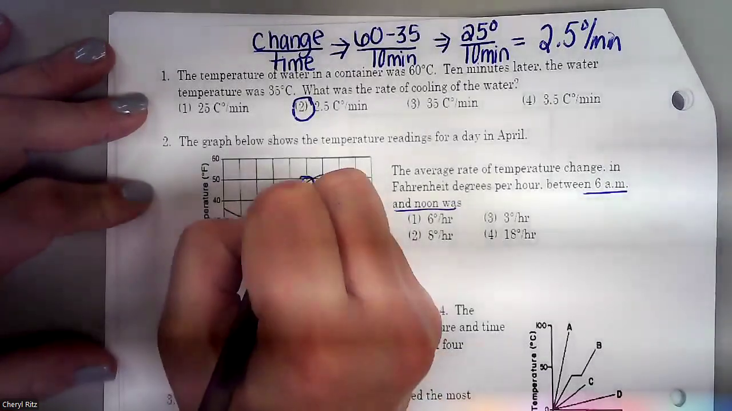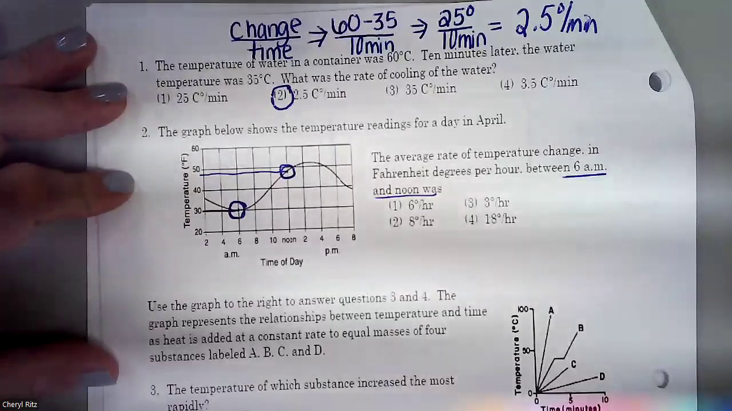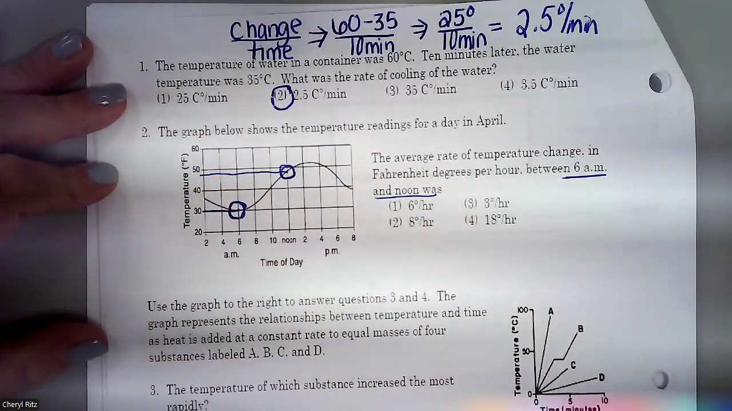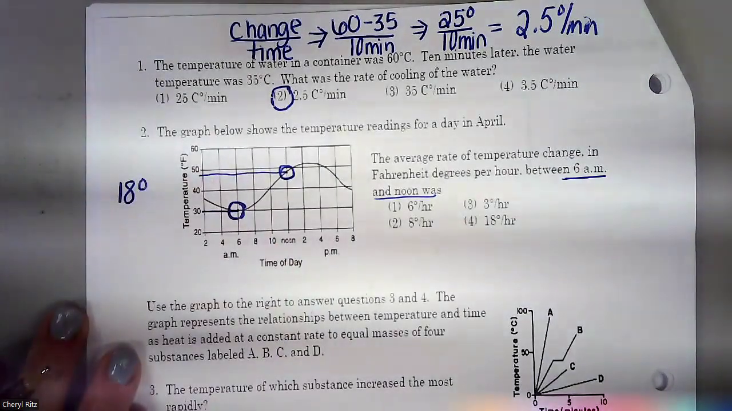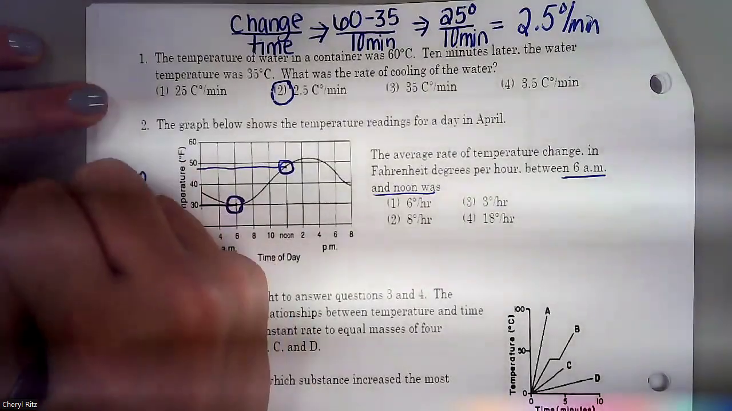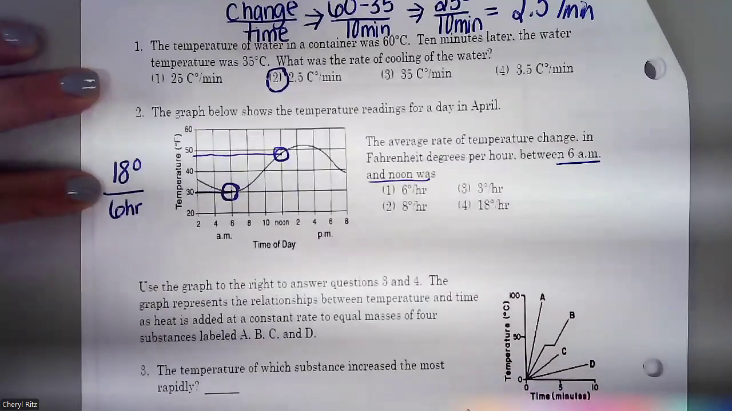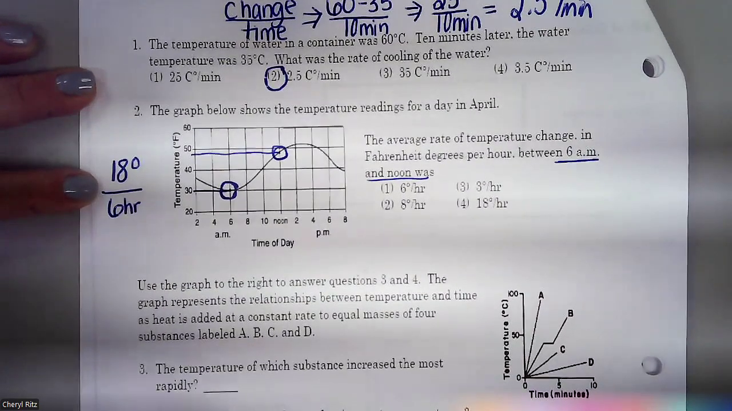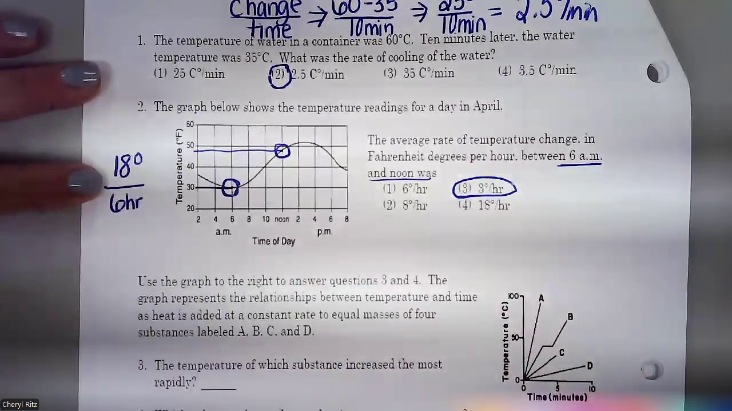At 6 a.m. the temperature was 30. Noon, looks like it was a little below 58. So we'll go with 48. How much did it change? 18 degrees. 18 degrees is how much it changed. How long did it take for that change to happen? There's that 6 hours. So what is the rate of change? 3 degrees per hour.